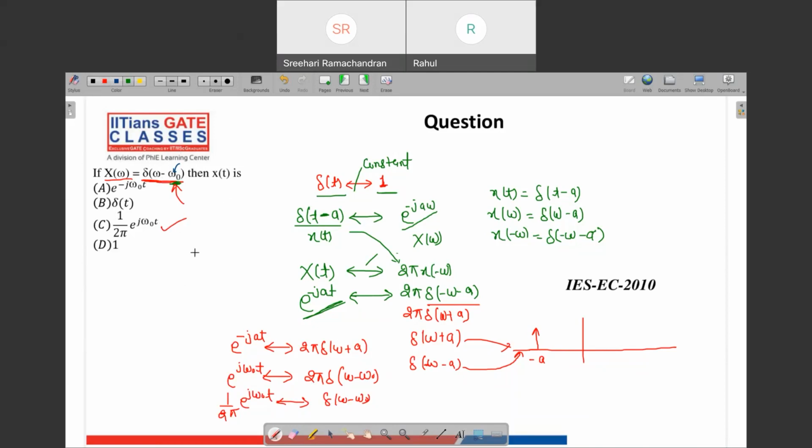Another way to calculate it is by using the inverse Fourier transform, that is, the integral of X of omega e to the power j omega t d omega from minus infinity to infinity. You can use this formula also, put this X of omega here, and when you calculate it, you will again get this same value.